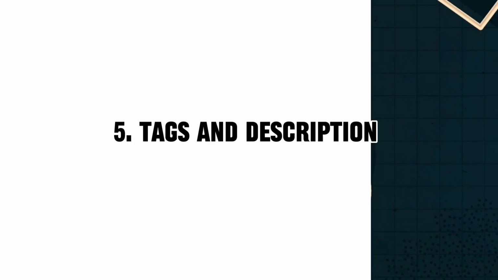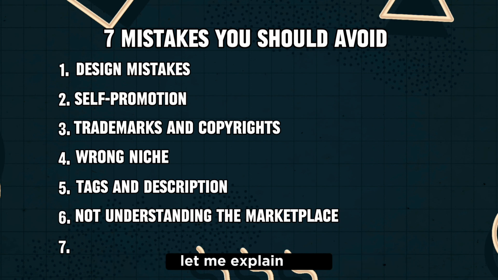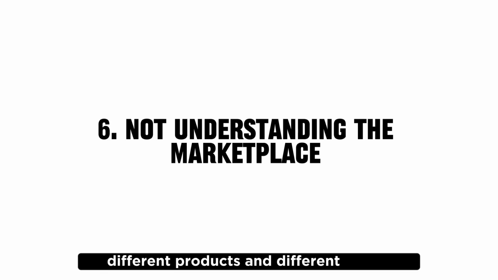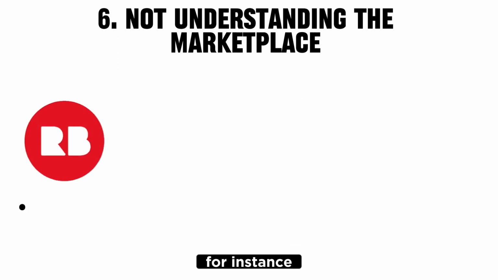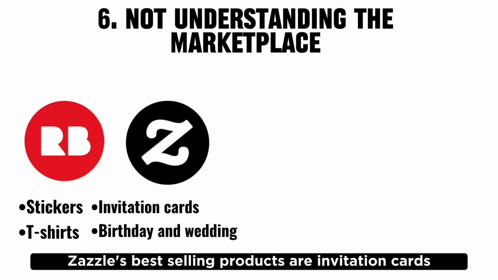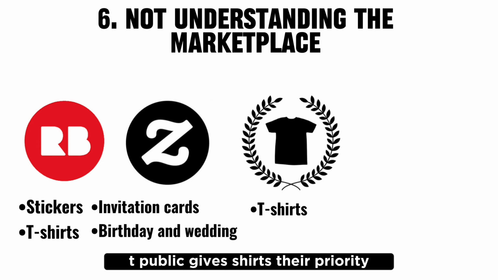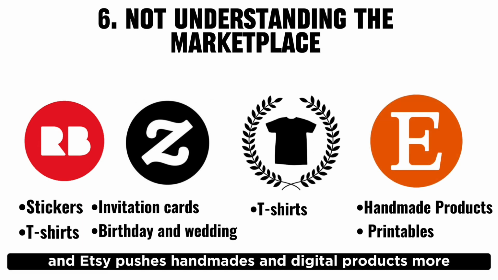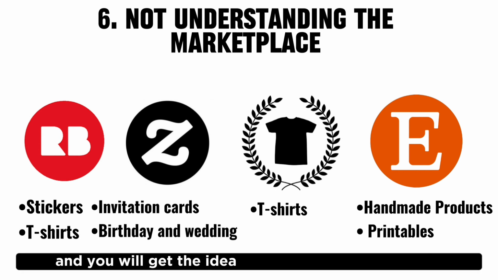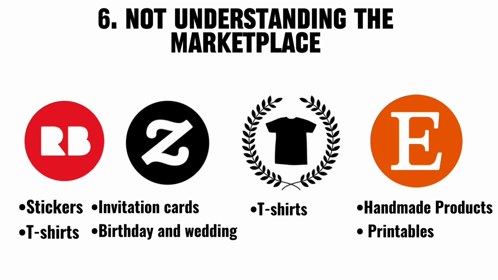Another mistake that every beginner makes is not understanding the marketplace. Let me explain. Well, it basically means that different websites prioritize different products and different niches more than other ones. For instance, Redbubble promotes shirts and stickers more. Zazzle's best-selling products are invitation cards, wedding, children, and birthday products. On the other hand, TeePublic gives shirts their priority and Etsy pushes handmades and digital products more. How will you know this? You just have to observe the homepage of any website and you will get the idea of what they are promoting. Like Redbubble's homepage is full of shirts, mugs, and stickers.